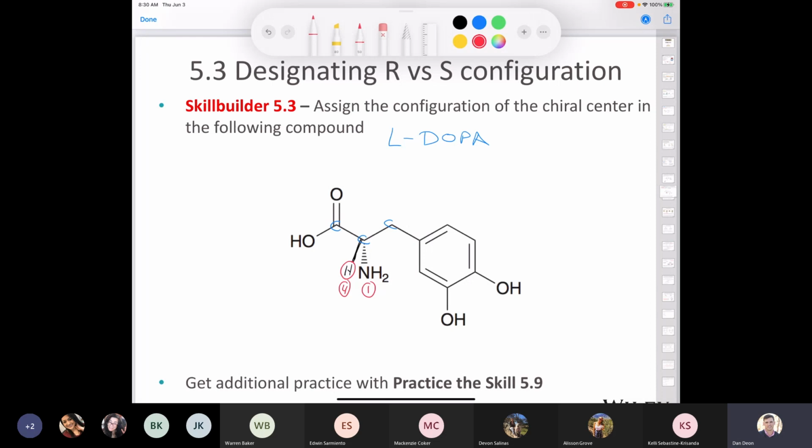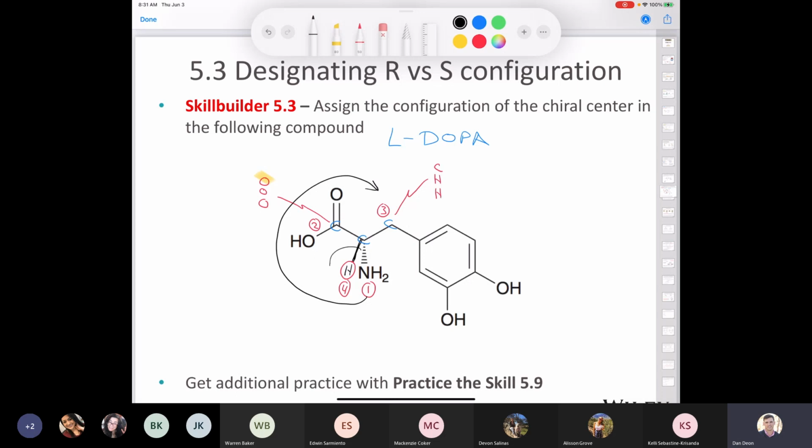Then if we make the laundry list, this carbon is attached to oxygen, oxygen, oxygen. And then this carbon is attached to carbon, hydrogen, hydrogen. So this would be the tiebreaker. That means that the carboxyl group will be the second highest priority. And then this group over here would be the third highest priority. So we go from 1 to 2 to 3, which would be clockwise, which would be R.